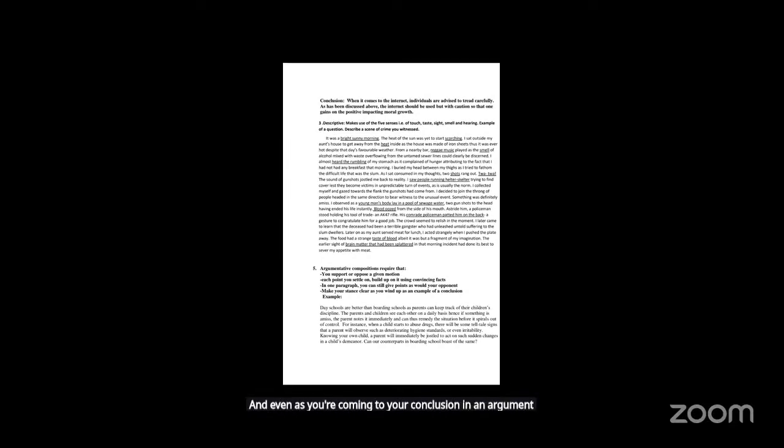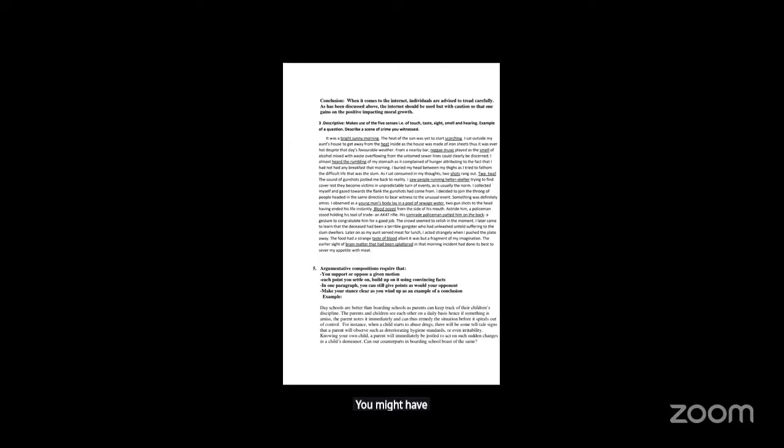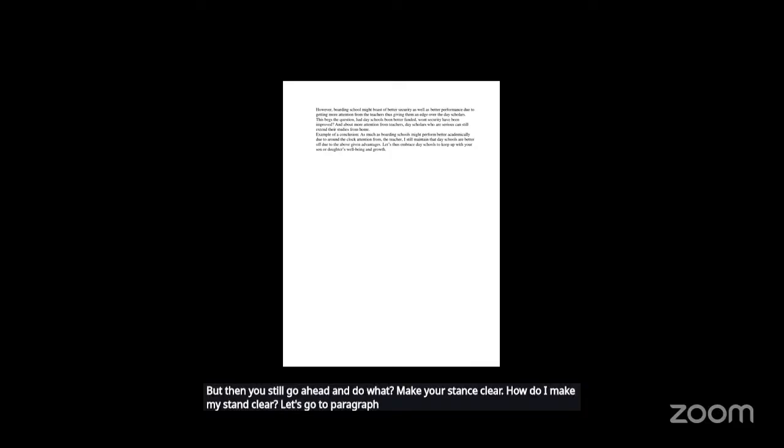And even as you're coming to your conclusion in an argumentative composition, you can still do what? Make your stance clear. You might have in one paragraph spoken on the side of your opponent, but then you still go ahead and do what? Make your stand clear. How do I make my stand clear? Let's go to the last paragraph. I've turned the page. We are on the last paragraph. Example of a conclusion.